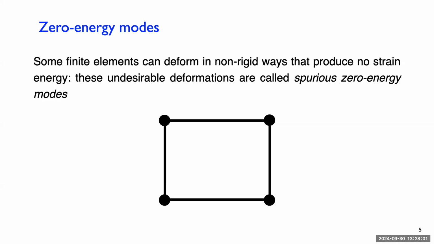So let's say we replace that block by a quadrilateral or square element with 4 nodes. Some finite elements can deform in non-rigid ways as they change shape, but produce no strain in the element. So if that can happen, then it's like a rigid body mode. Let's see an example of that. These are called spurious zero energy modes.